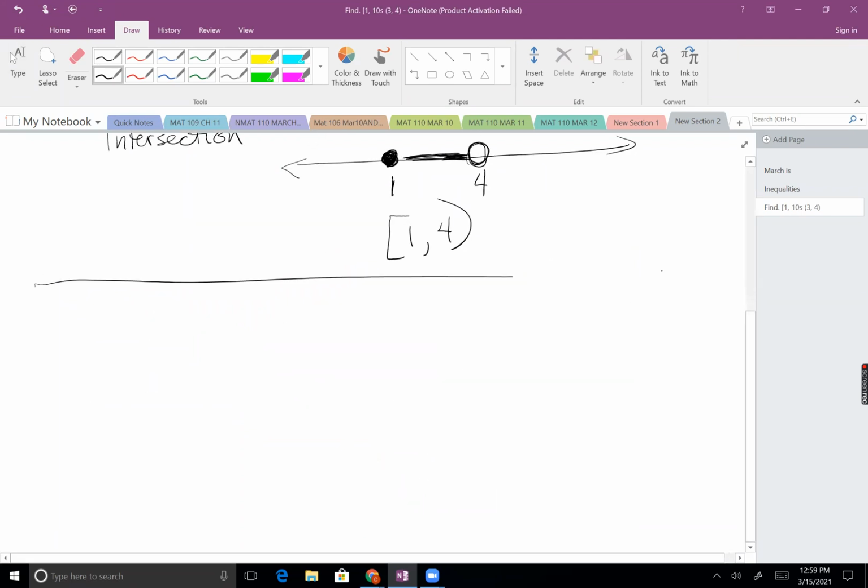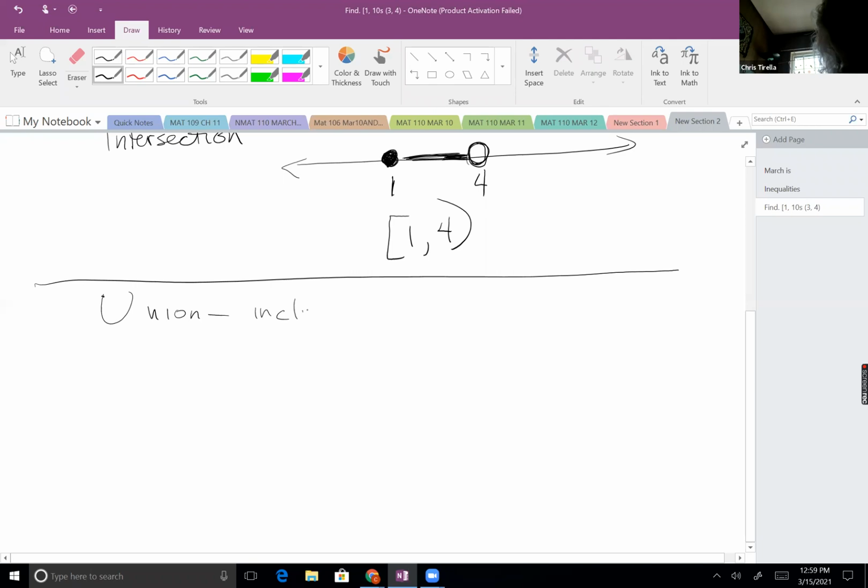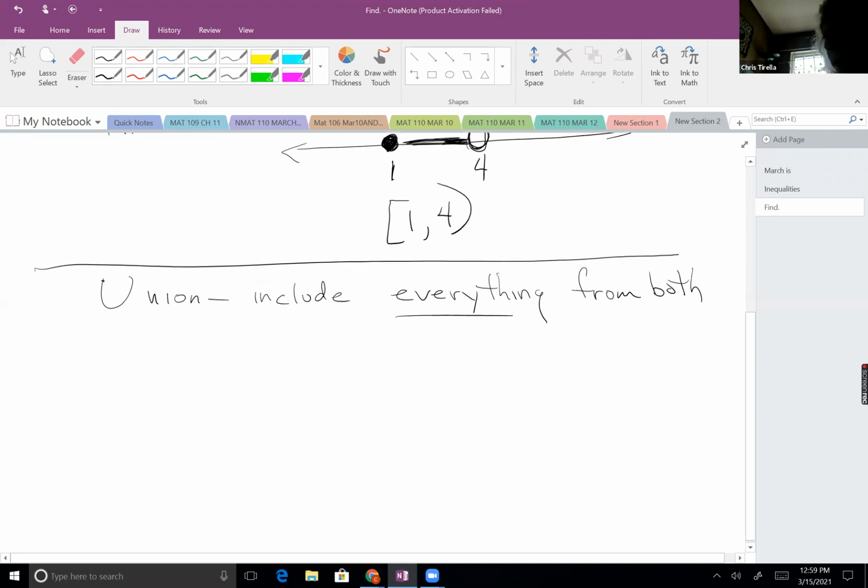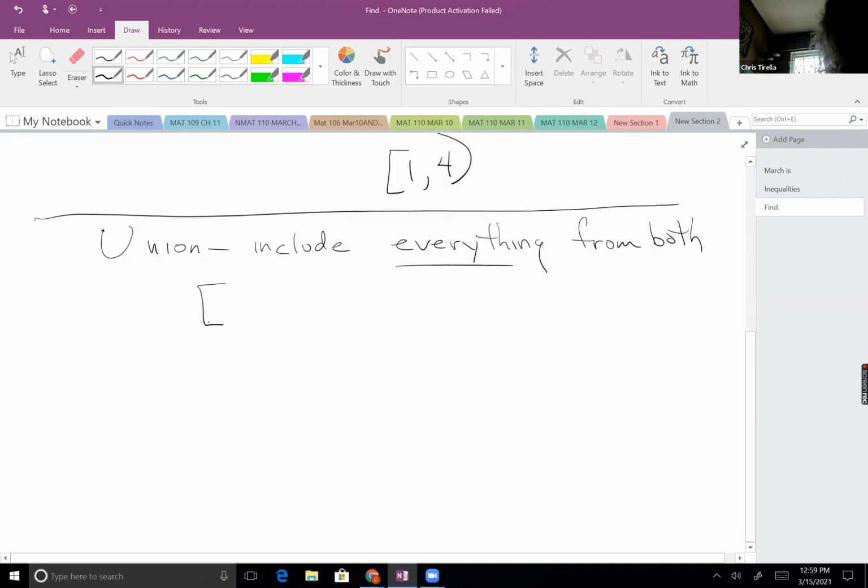So then let's look at a couple of these. When I look at the union, I include everything from both. And again, I can go through and look at doing these with number lines. If I have the closed interval from 1 to 10, and I want to take its union with the open interval from -3 to 4.